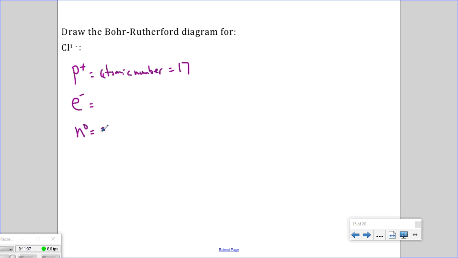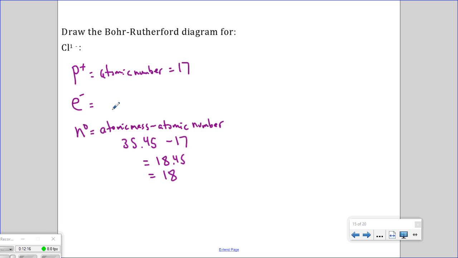The number of neutrons is still determined in the same way, so we're going to take the atomic mass and subtract the atomic number. So in this case, the atomic mass is 35.45, depending on the periodic table that you're looking at, minus the atomic number. This gives us a total of 18.45. We'll round down, so we get a whole number. We always need a whole number for neutrons. So we're going to get a total of 18 neutrons.